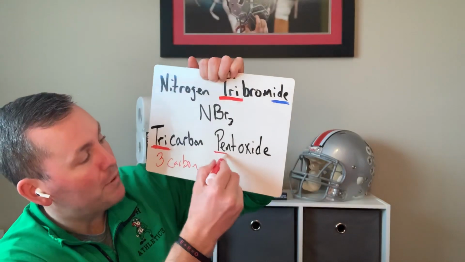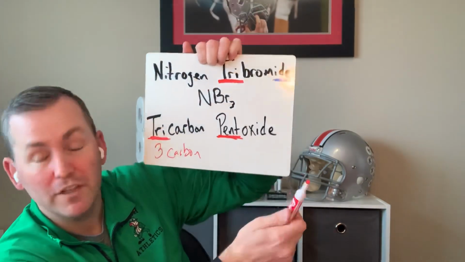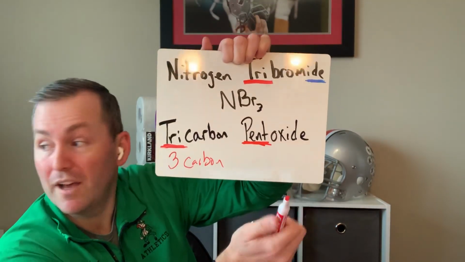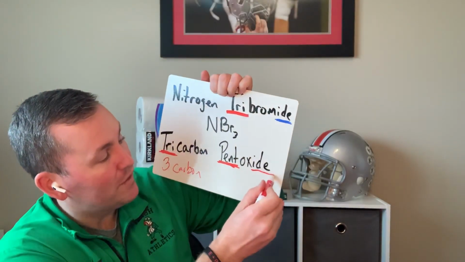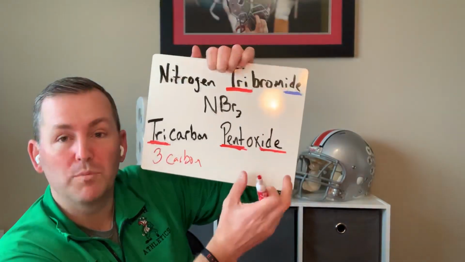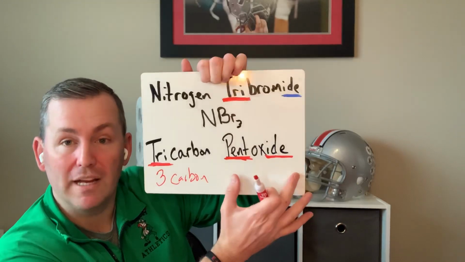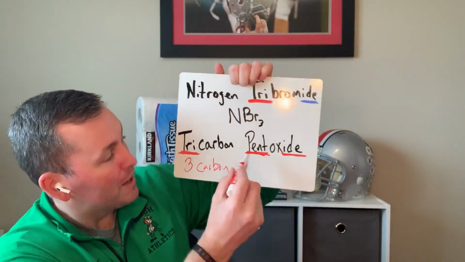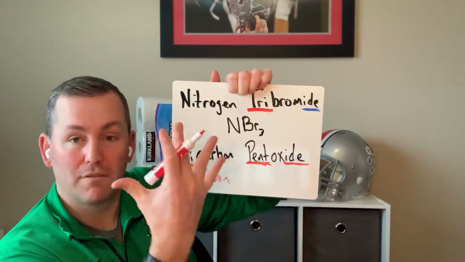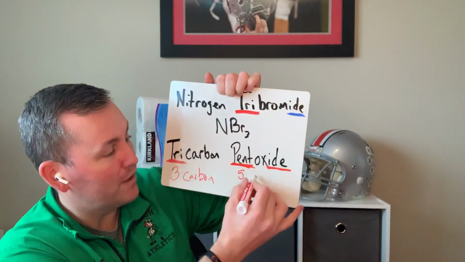Pentoxide, again, the pent right there, that's that Greek prefix showing me how many I have. We have our IDE on the end. You always place it on the second atom. That IDE always goes on the second atom. So we have pent, and pent we know is 5. So I have 5 oxygen.